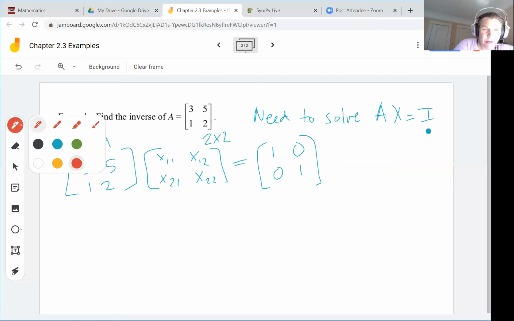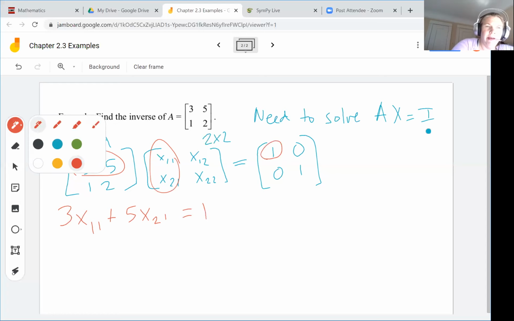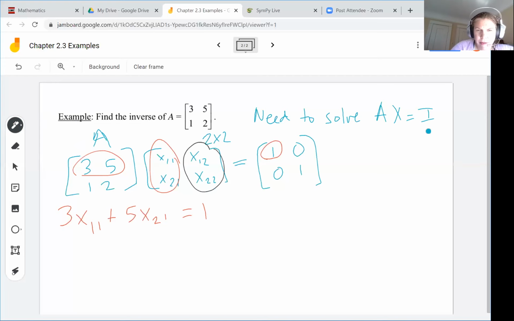We get 3 times x11 plus 5 times x21. We'll find this row by this column equals 1, the value from right here. And then the next equation we get is, if I keep going with my 3, 5 row, I can multiply by this column, 3 times x12 plus 5 times x22 equals 0.